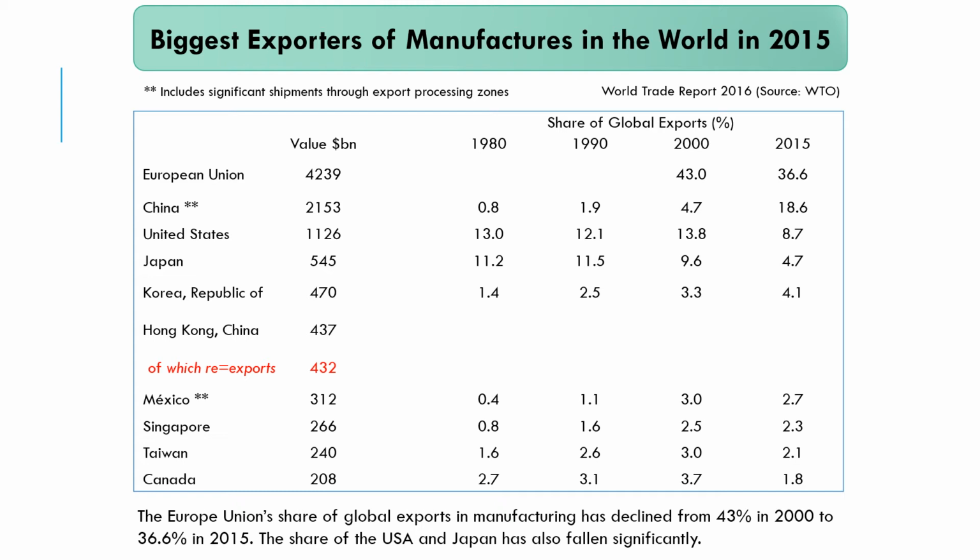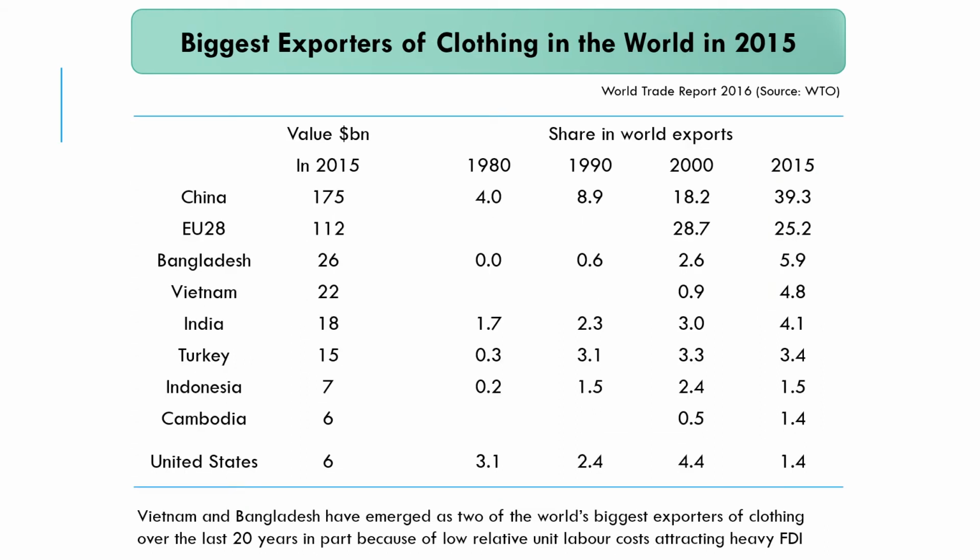So here we can see on the right-hand side in 2015 where most merchandise exports come from. We've got the European Union, and then China, USA, Japan, South Korea. The biggest exporters of clothing in the world, well here China dominates, then we have the EU, Bangladesh, and you might notice that a number of these countries are fairly low cost.